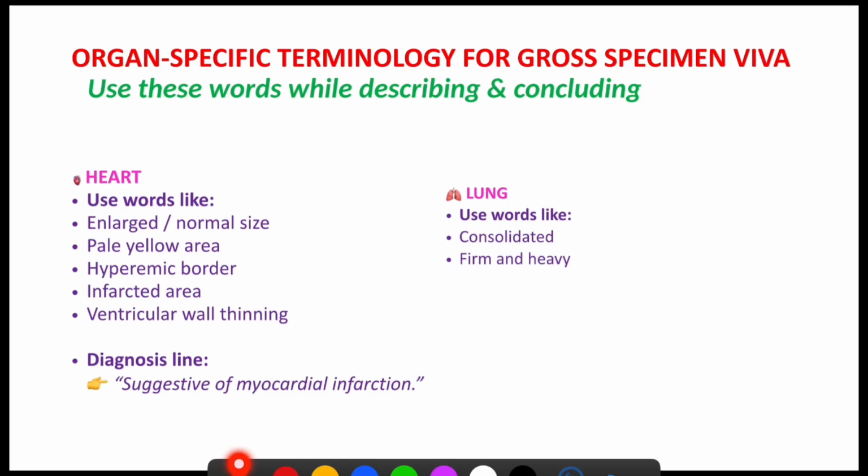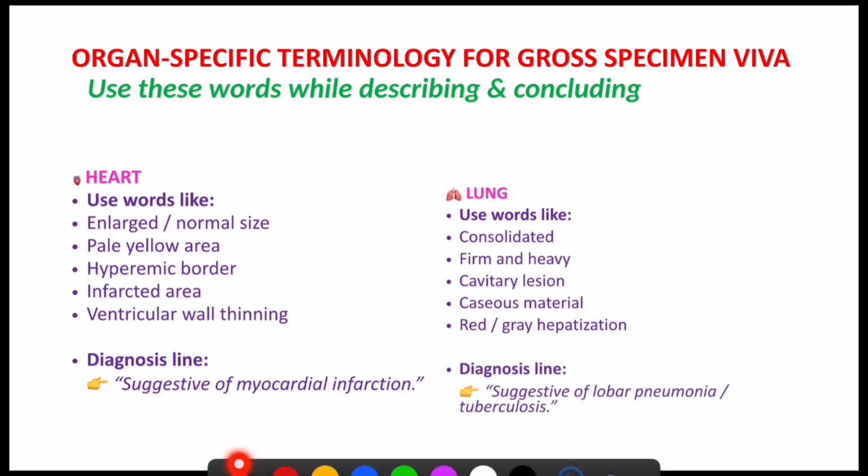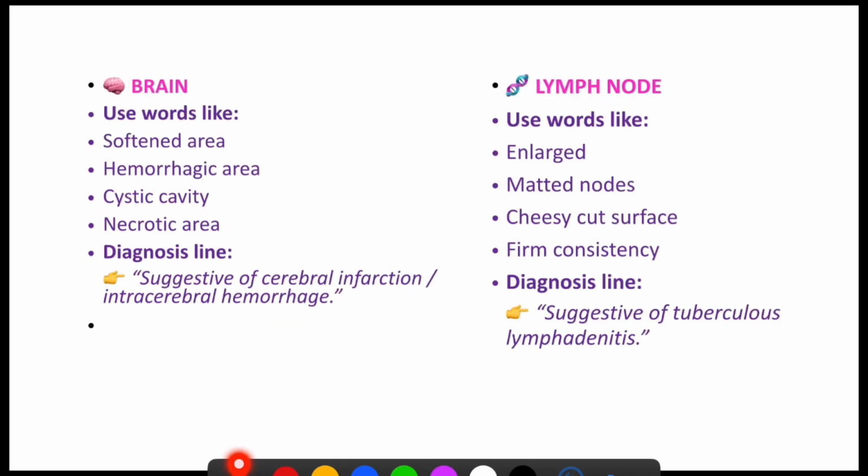Now, in case of lung, you use words like consolidated, firm and heavy, whether cavitary lesions are present, caseous material for the granulomatous inflammation, gray or red hepatization for the pneumonia. So, organ specific words help you to remember the diagnosis. Here if you have a hepatization red or gray, then it is lobar pneumonia. If it is having cavitary lesion or if you can see caseous material, then it is tuberculosis.